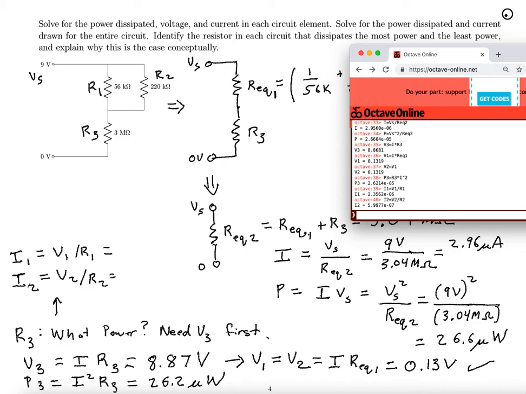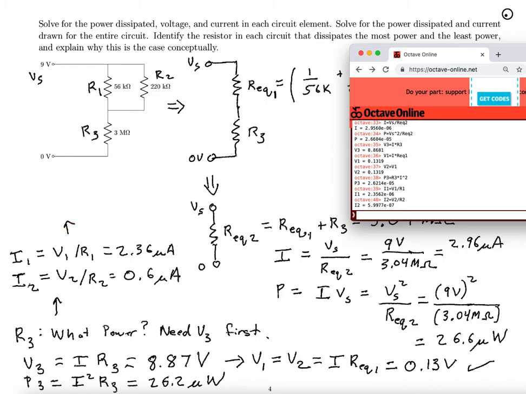And so the numbers are 2.36 microamps and 0.6 microamps. More current is running through I1 because R1 is 56K and is a smaller resistor than R2 at 220K.